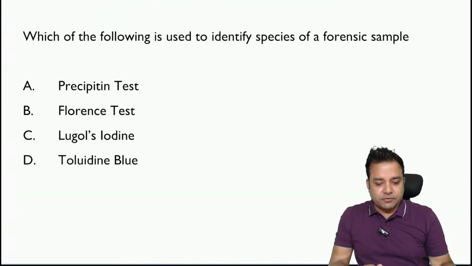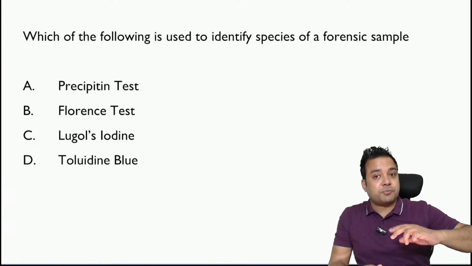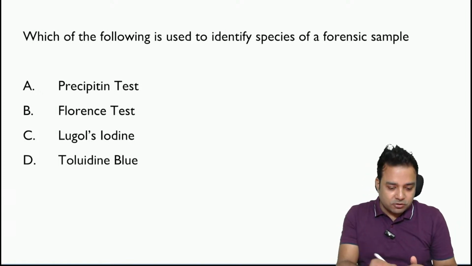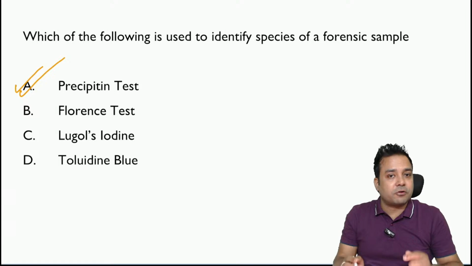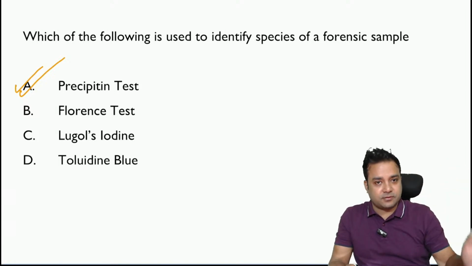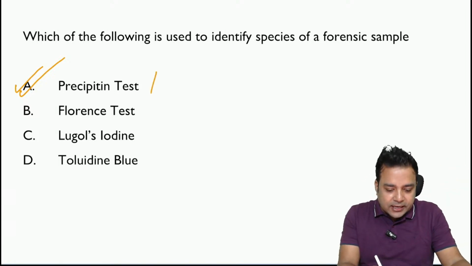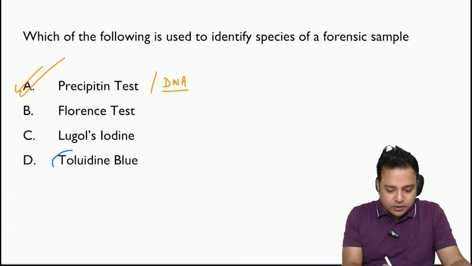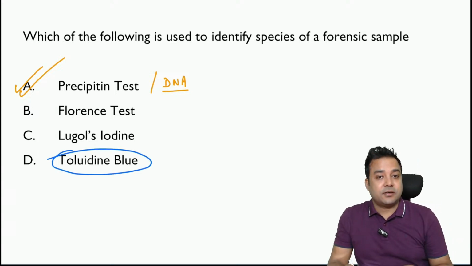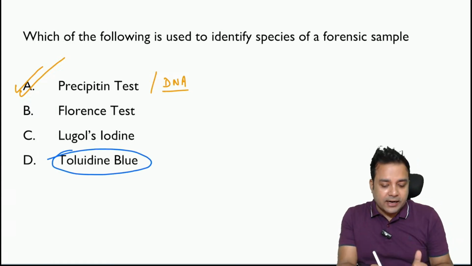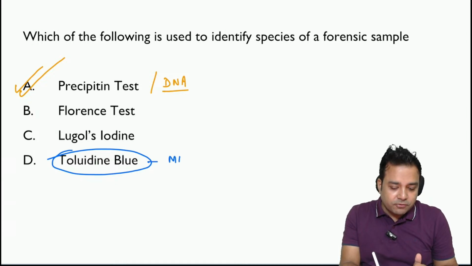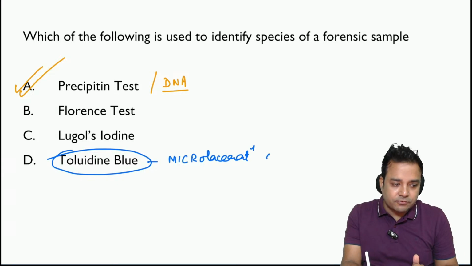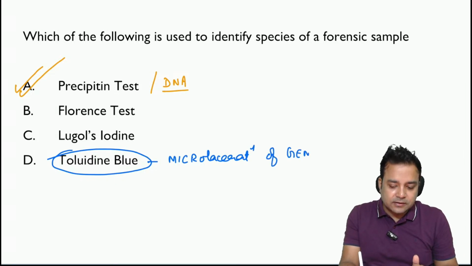Now come to this one. Which of the following is used to identify the species of a forensic sample? This is simple, we have already covered it in one of the questions. Precipitin test or DNA analysis, DNA based methods. What is the role of toluidine blue in forensics? To highlight the micro lacerations of genitals.